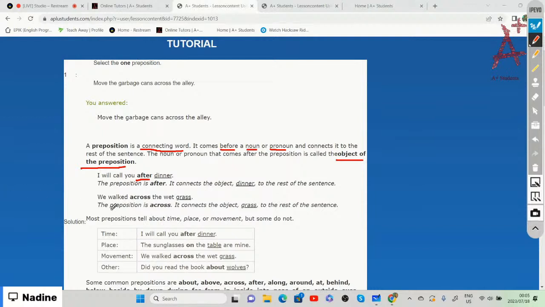We walked across the wet grass. So the word across is the preposition, and the noun is grass, which means that the noun grass is the object of the preposition. So in this case, the preposition across connects the object, which is grass, to the rest of the sentence.